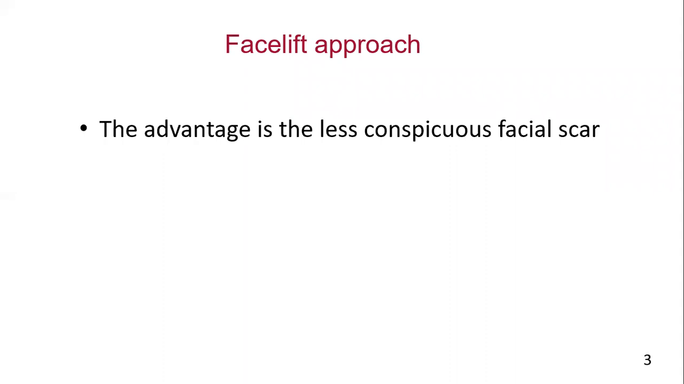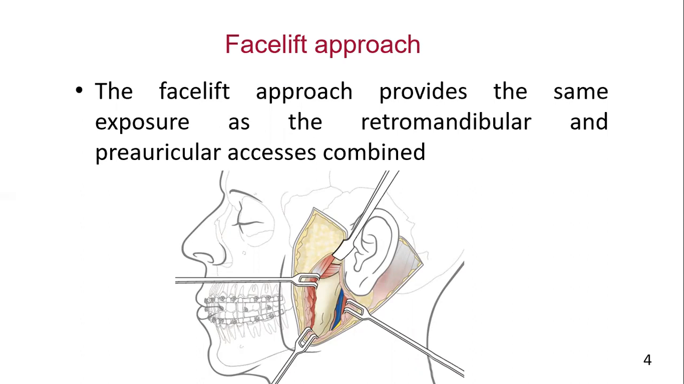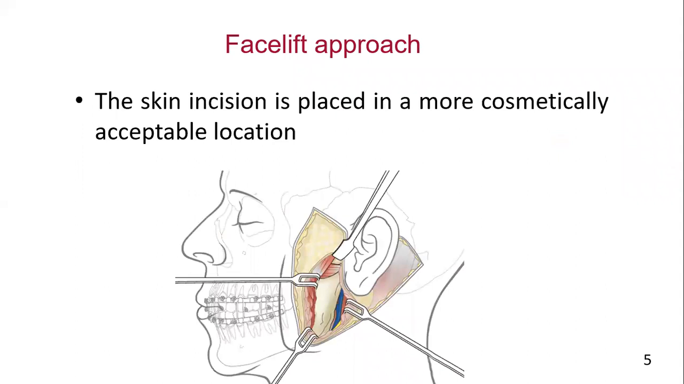The main advantage of the rhytidectomy approach to the ramus is the less conspicuous facial scar. The disadvantage is the additional time required for the closure. The facelift approach provides the same exposure as the retromandibular and preauricular accesses combined. The only difference is that the skin incision is placed in a more cosmetically acceptable location.